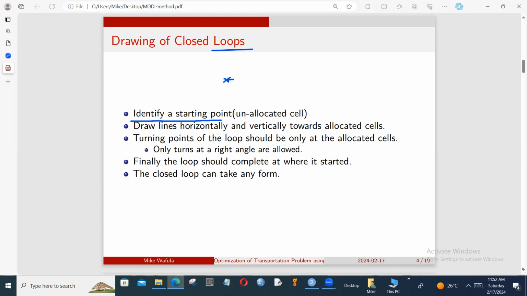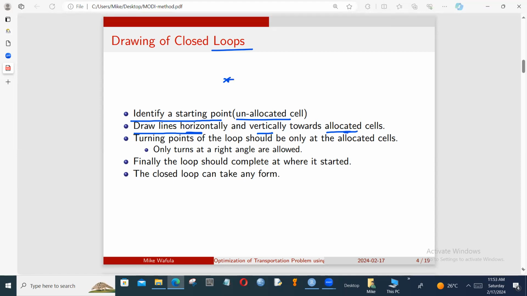That's where we shall be drawing our loop starting from. And then our loop will only be consisting of horizontal lines and vertical lines. At no given point are we going to draw maybe diagonal lines or wavy-like lines. They are going to be only horizontal and vertical lines. And then these vertical and horizontal lines, from that starting point, they'll be moving towards a cell which has received some units allocated. Remember, we are beginning with a cell that is unallocated, and we are moving either horizontally or vertically to another cell which has some units allocated to it.